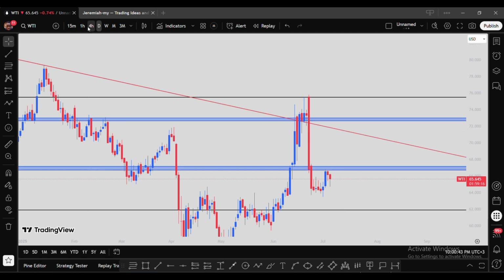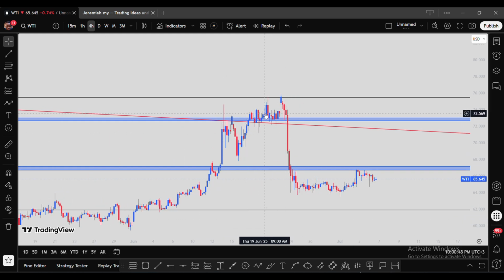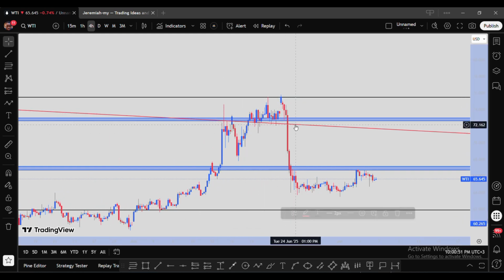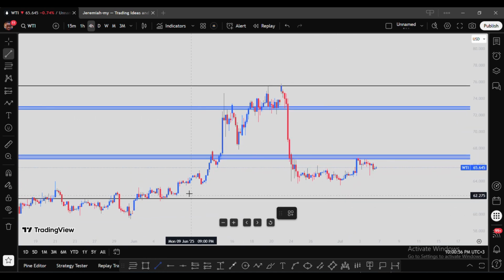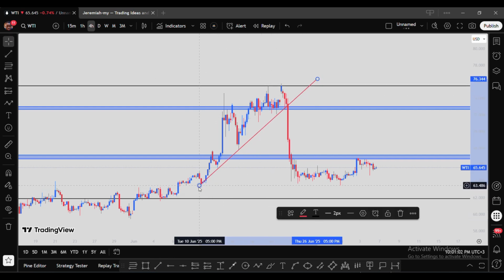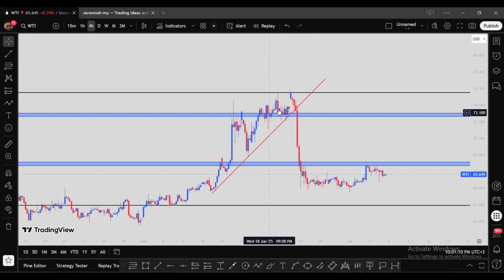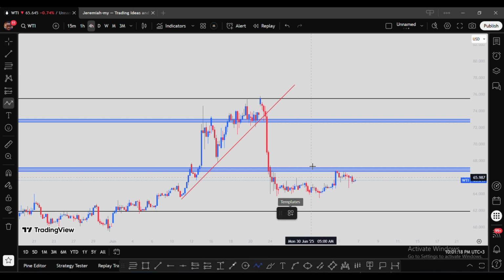What I was basically expecting is that even when price manipulated this level and started trading below it, price would retest the level before I could get into a sell trade. This was what I was expecting on crude at the time. There was a counter trend line here that I was expecting price to break. When price was manipulating this level and I saw that price was trading below it and had also broken this counter trend line, I was waiting for the test of the level.